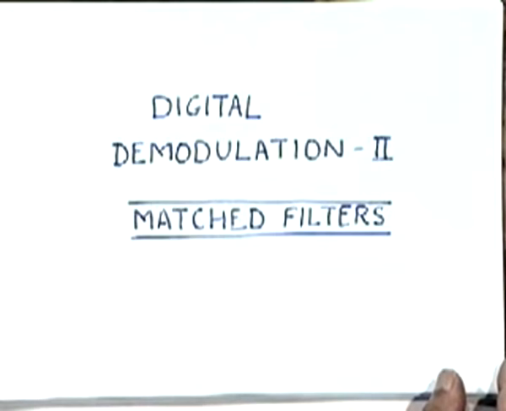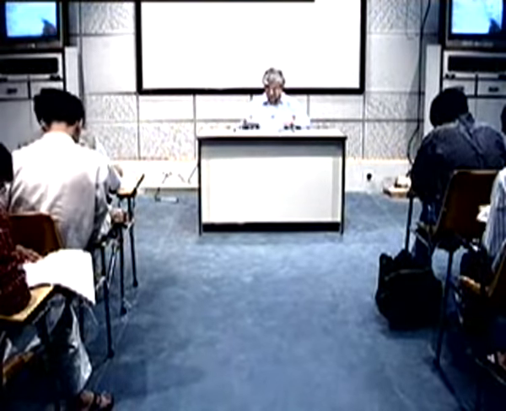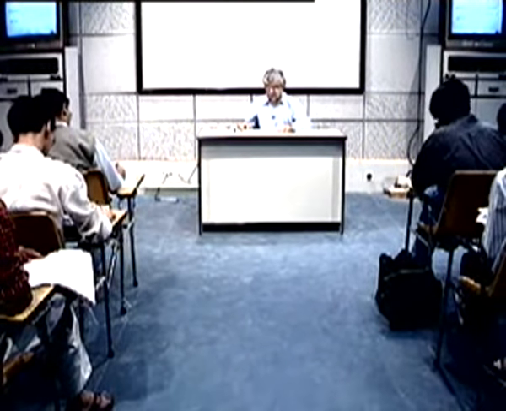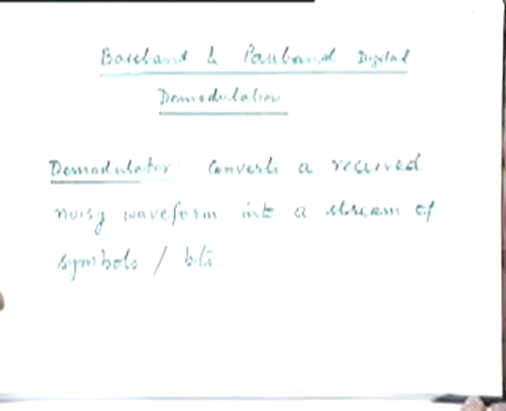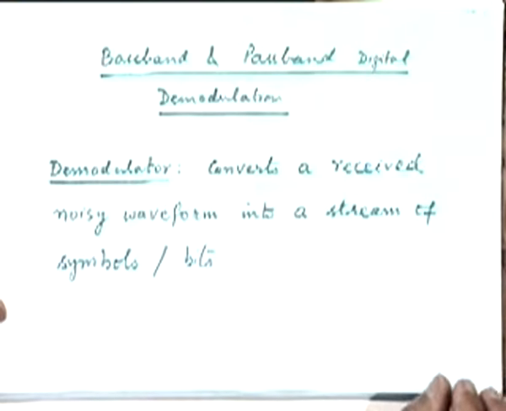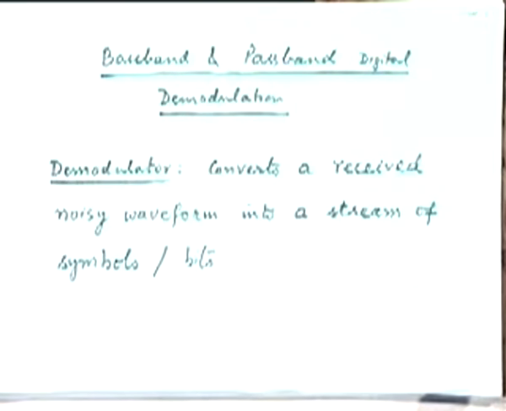Just to quickly recapitulate for you what we have been talking about so far. This is just a very quick review of what we have talked earlier, because there has been some gap. The job of the demodulator is to convert the received noisy waveform into a stream of symbols or bits which were initially transmitted, right?